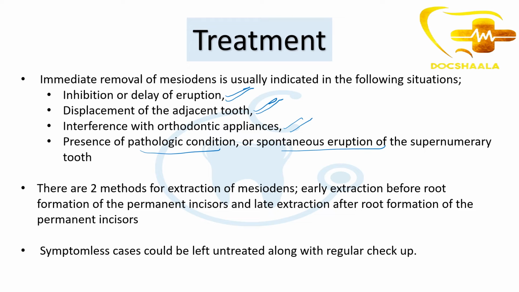There are two methods of extraction for Mesiodens: early extraction, that is before root formation of the permanent incisors, and late extraction, that is after root formation of the permanent incisors. So you can extract the Mesiodens with these two methods. Then if the patient is not exhibiting any symptoms, it could be left untreated along with regular checkup. Regular checkup is important.